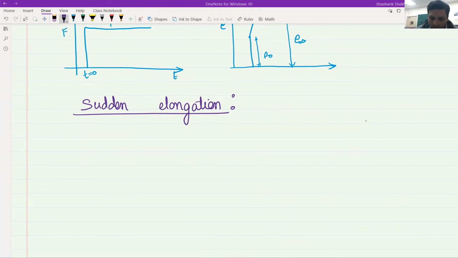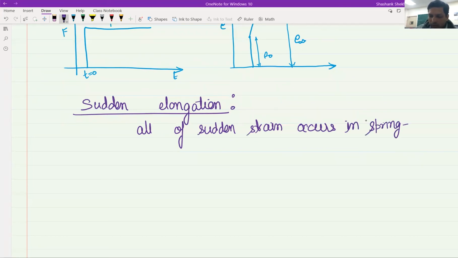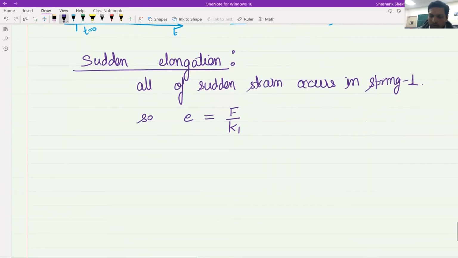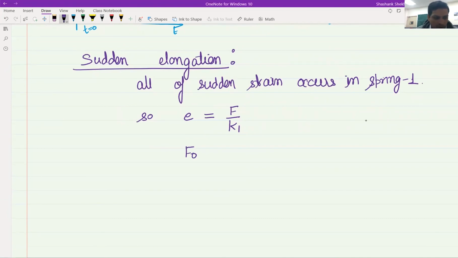So all of the sudden strain occurs in spring 1. So E, which is the total strain that has been applied, is equal to F by K1. And at time t equal to 0, if we call the force F naught, then F naught is equal to EK1.